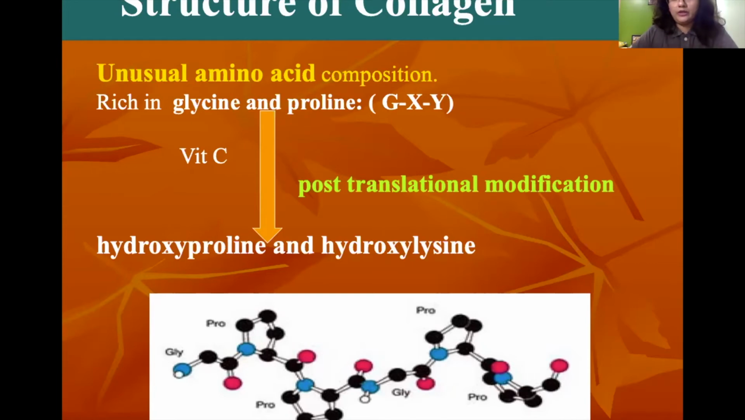Now what is more important is that this step is dependent on vitamin C. That is the first significance. The second thing is that the formation of hydroxyproline and hydroxylysine leads to the cross linking between the molecules of collagen, and that's why it makes the structure very strong. So if vitamin C is deficient, which is known as scurvy, then there will be a halt in the hydroxylation of proline and lysine, and so there will be no formation of hydroxyproline and hydroxylysine, and that leads to weakening of the collagen.